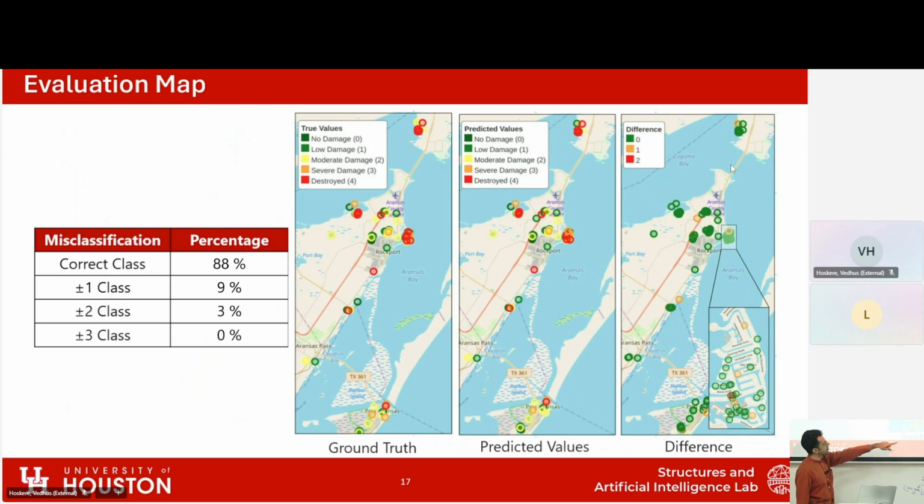In the last case, the difference key is also provided. And you can see that most of the circles have a difference of 0, which means they were correctly classified. About 9% have plus or minus 1 class, so even if it's wrong, it's not off by too much. And 3% have a plus or minus 2 class. That means if it were supposed to be class 4, maybe it's classified as class 2, or vice versa. Any questions about that?